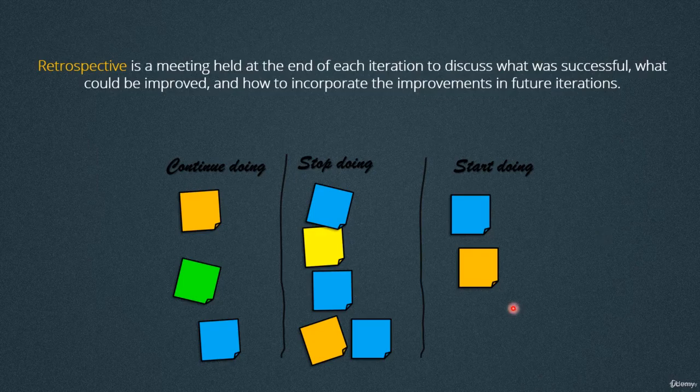The better way is to choose one thing from each column. Choose one thing that your team will try to continue doing. Choose one thing that your team will try to stop doing, and choose one thing that your team should start doing.